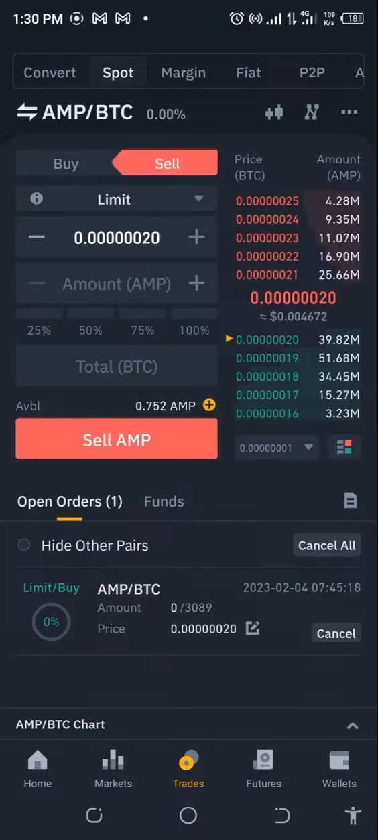Okay, so I'm back again. So as you can see here, we have not yet sold our BTC to AMP. What that means is that we've not been able to buy AMP with our BTC. All right, and this is almost 6 hours. Now, I'm doing this step by step to show you the real picture.